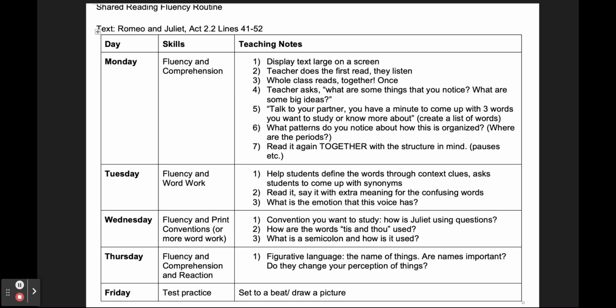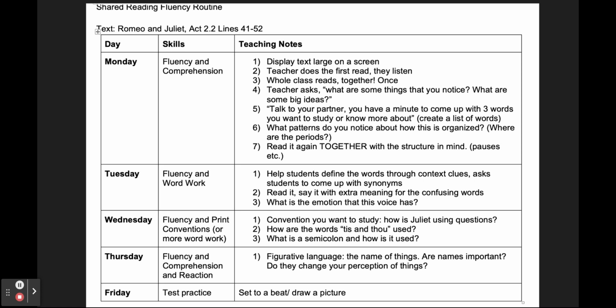This example is from Romeo and Juliet. It says the convention you want to study. How is Juliet using questions? How are the words 'tis' and 'thou' used? What is the semicolon and how is it used? So you get them to focus on punctuation and the function that punctuation serves in language, because punctuation is very important, as we know. But kids don't seem to always know that. And they choose not to use punctuation, especially semicolons. Those are confusing for a lot of kids.